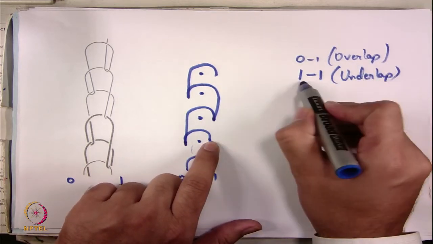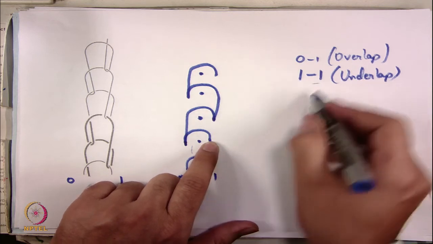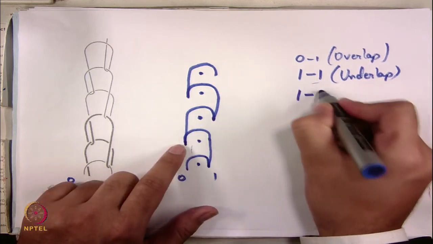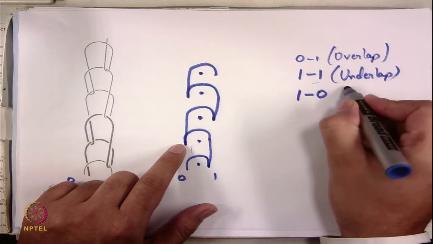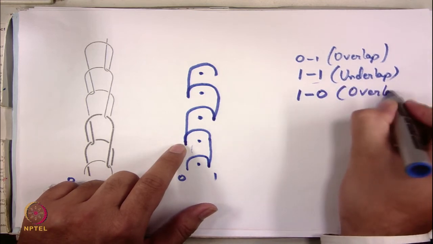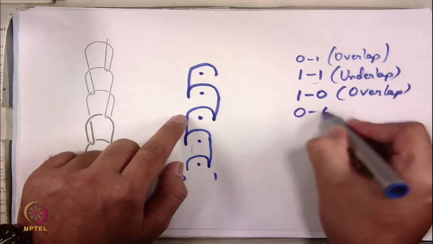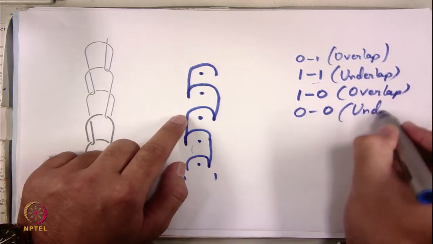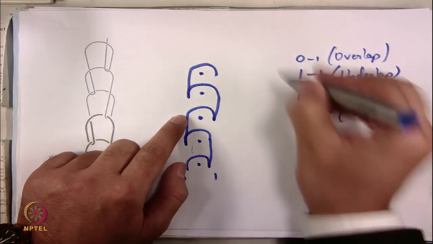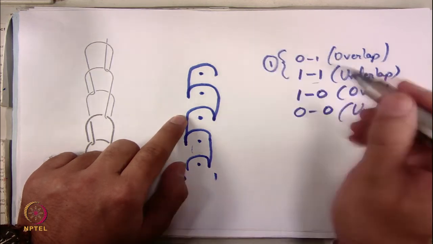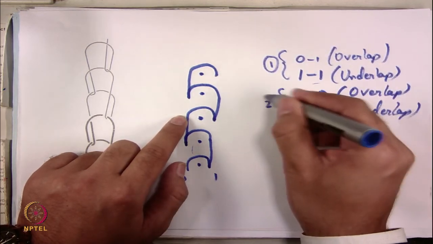So underlap is basically 0. So 1 and then 1 to 0 overlap, then after this position it remains in the same position, so 0 to 0, this is underlap. So this is course number 1, this is course number 2.